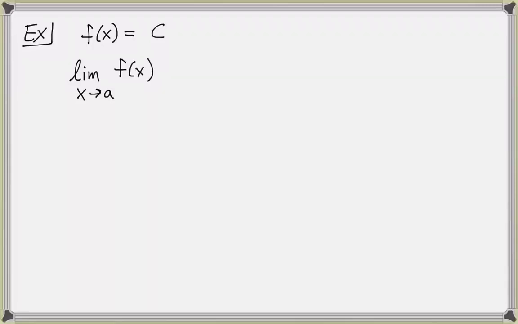Let's consider the limit of f of x as x approaches a. Well, f of x just equals the constant c for any value of x. So as x gets closer and closer to a, the number c is not going to be affected by your choice of x or whatever x is doing. So the limit of c as x approaches a will just equal c. It's staying the same. It's always equal to c no matter what happens to x.